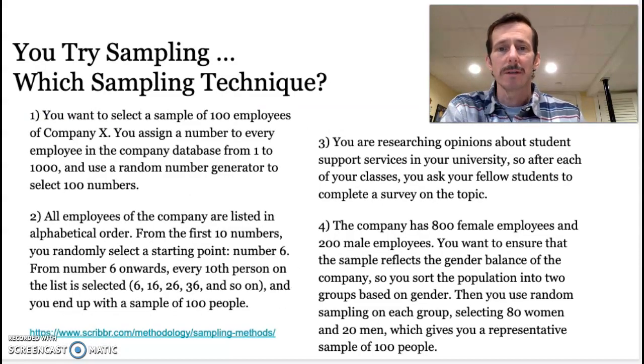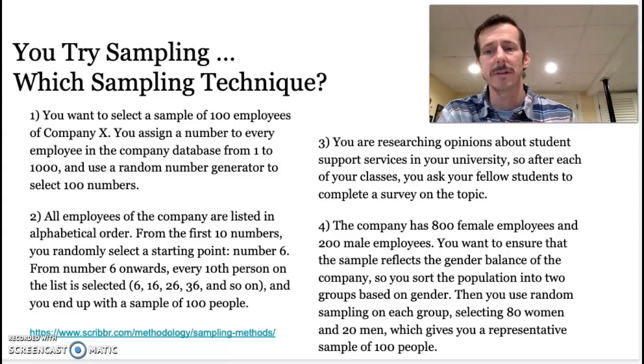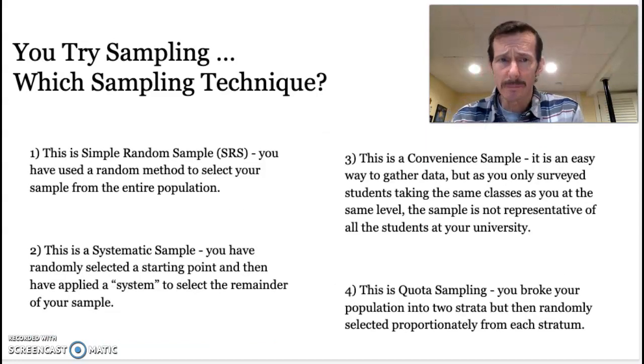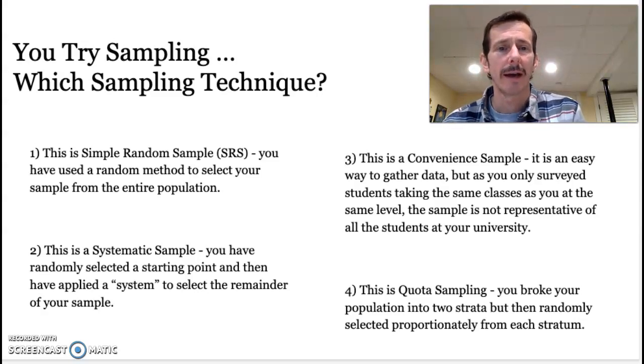So here are some examples. You might want to pause this video, read these 4 examples, and after you've read them, you're going to decide which of the types of sampling methods they are. So pause the video, check them out. Video's on pause. Here are your answers. Again, pause the video, read them. It gives a little explanation as to why each one happened to be what they were.